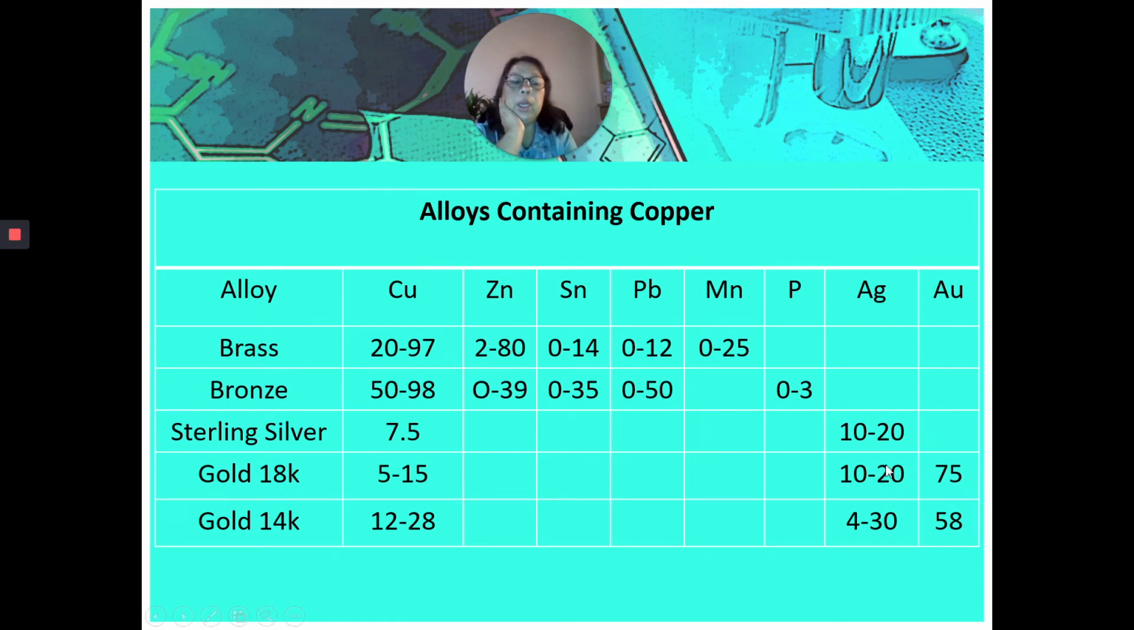The amount of silver depends upon the amount of copper that will be added. For the case of sterling silver, this is still used in some expensive ornaments or jewelries. It does not, of course, contain gold. So, 10 to 20 parts silver, 7.5 copper. And then you have here brass and the bronze. So, there is more copper in bronze than in brass.